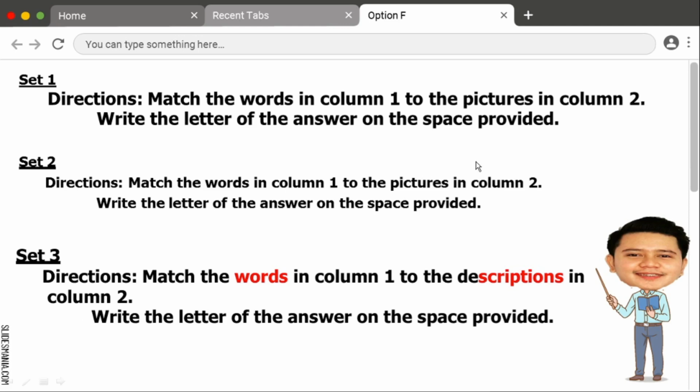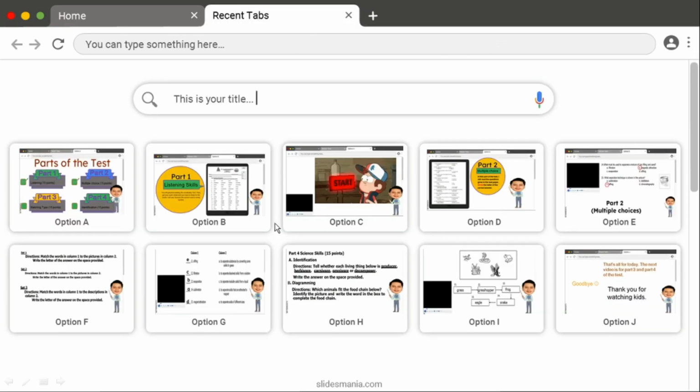First, let us read the directions. For part 3, we have 3 sets: set 1, set 2, and set 3. For the set 1 direction, all we need to do is to match the words in column 1 to the pictures in column 2 and then write the letter of the answer on the space provided. For set 2, same as set 1, match the words in column 1 to the pictures. But for set 3, all you need to do is to match the words in column 1 to the descriptions.